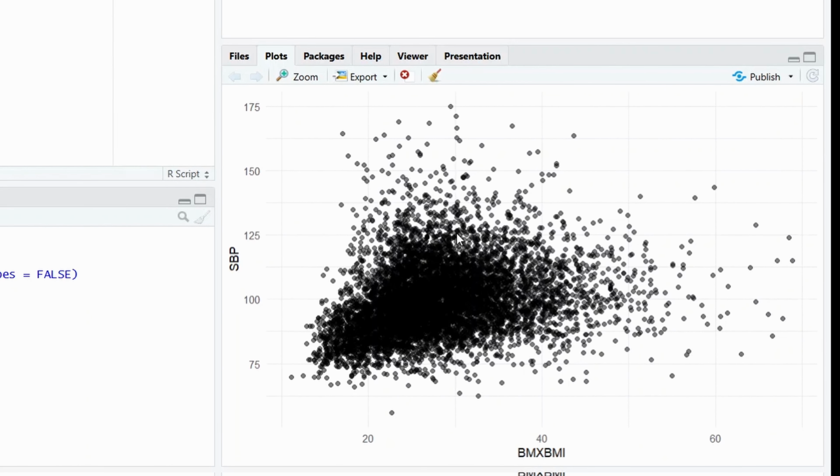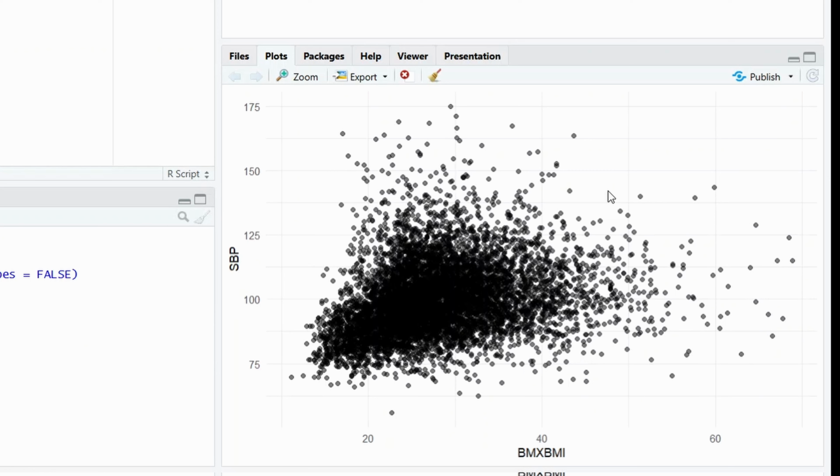So what do we observe in this plot? As we move from left to right, BMI increases. As we move upward, systolic blood pressure increases. Overall, we can see a positive association between BMI and systolic blood pressure. In general, individuals with higher BMI tend to have higher systolic blood pressure. The cloud of points slopes slightly upward, which supports this positive linear relationship.